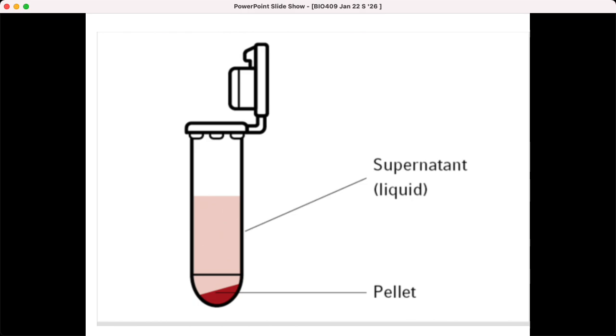And so we have these terms. The liquid after spinning is called a supernatant, and we have a pellet. And so they started out with that. Let's break it up, let's spin it, and try to separate these. And they could get different things separated by changing the density of the liquid, like that, okay?